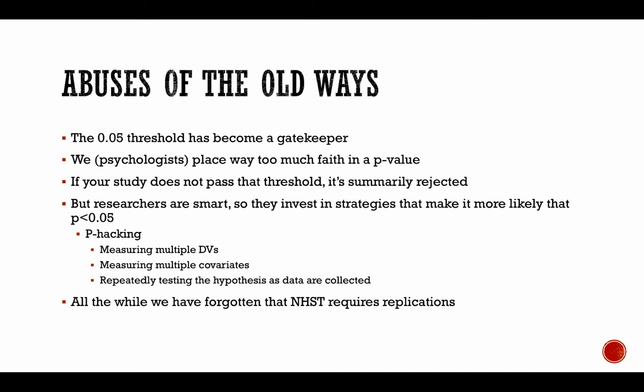So the 0.05 threshold becomes a gatekeeper: an editor won't even send it out for reviewers unless you have a statistically significant result. And the problem is that we psychologists, not just psychologists, but across multiple disciplines in science, place way too much faith in a p-value. And if your study does not pass that magic threshold, it is summarily rejected. But researchers are smart, so they invest in strategies that make it more likely that p is going to be less than 0.05. P-hacking, you remember that?